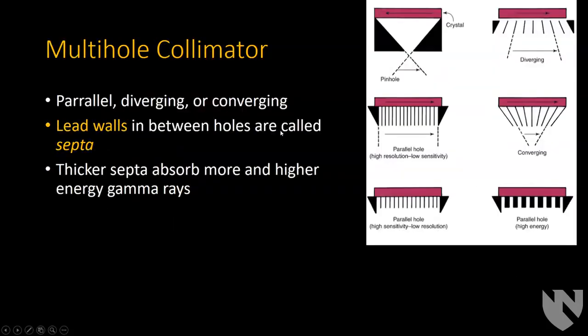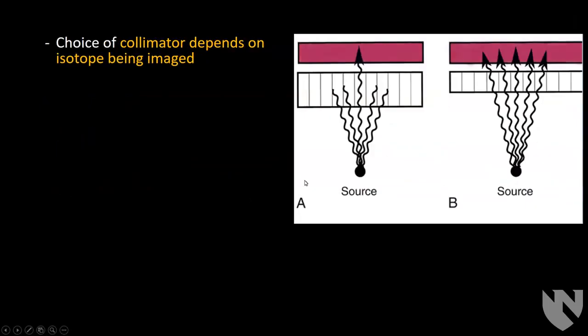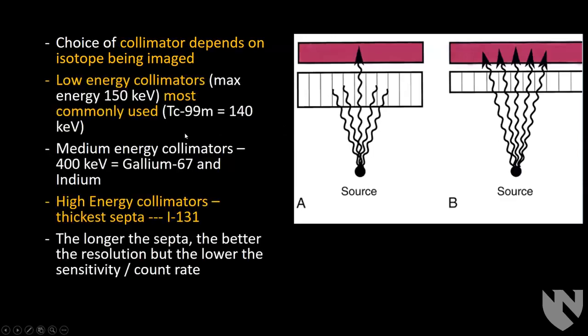So like we talked about, the multi-hole collimators can have either parallel, diverging, or converging, and the thicker the septa are, the higher energy gamma rays they will absorb. So depending on what you image, you choose your collimator based on that. A low energy collimator is what you use most commonly, because our most common radioisotope is Tc-99m, and low energy would be up to about 150 kiloelectron volts. And then you have medium and high energy collimators. Medium basically would be for things like gallium or indium, and high energy would be for I-131.